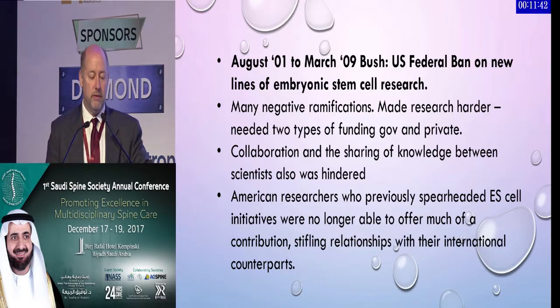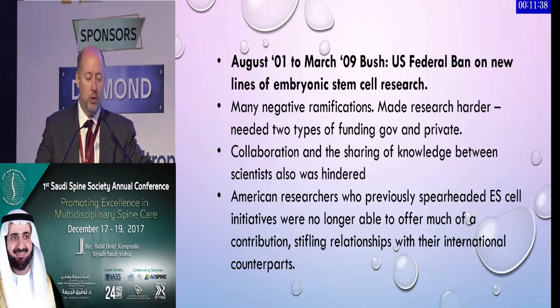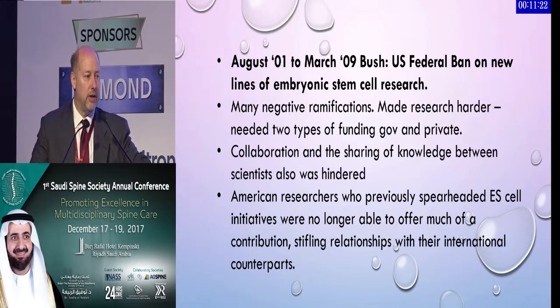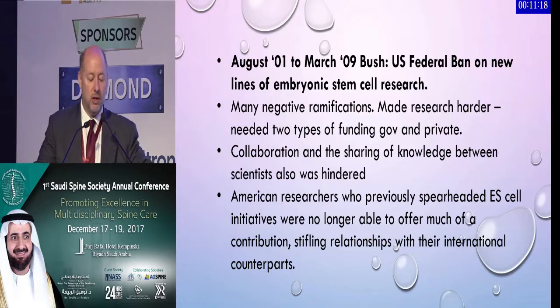So from August of 2001 to March 2009, under George Bush, who was our president, there was a US federal ban on new lines of embryonic stem cell research, and it could be argued that this set back research about a decade. There were many negative ramifications to the actions that they took. It made research harder because you needed two types of funding. The collaboration and sharing of knowledge between scientists was hindered.